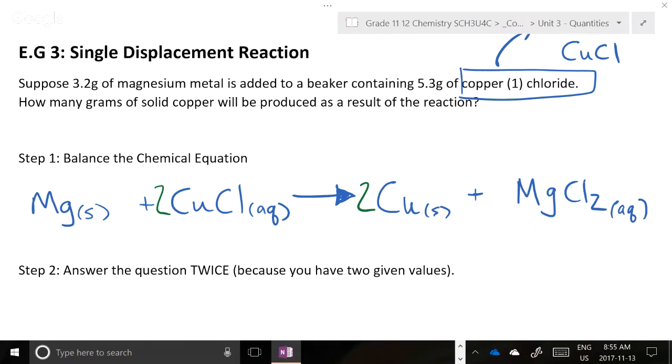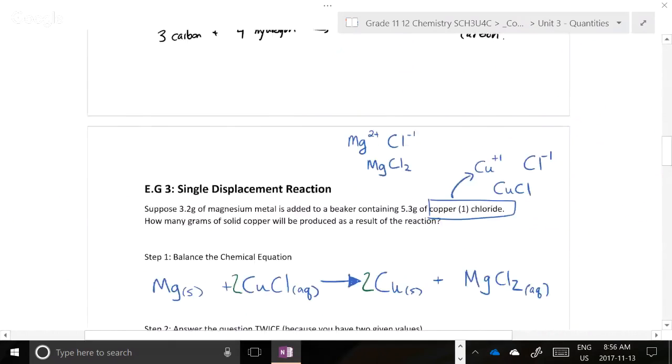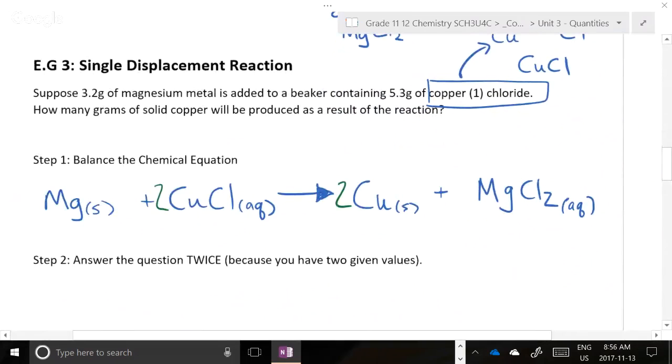Okay. Does anyone have any questions about how we got our balanced chemical equation? Okay. Now, there's a lot of different ways to teach this. All right? A lot of different ways to teach it. Here's how I teach it. I say, let's just imagine that we've been given 2 questions here. And the 2 questions are, how much copper could I make if I had 3.2 grams of magnesium metal? That would be question 1.